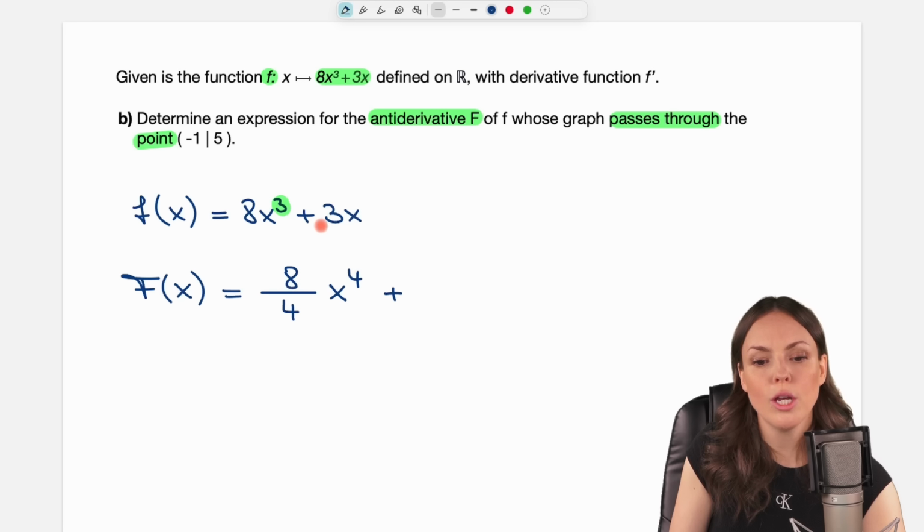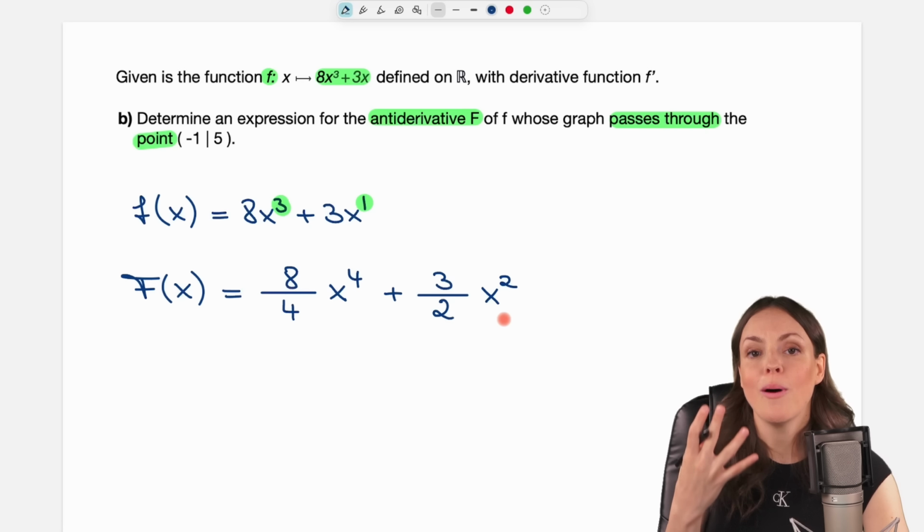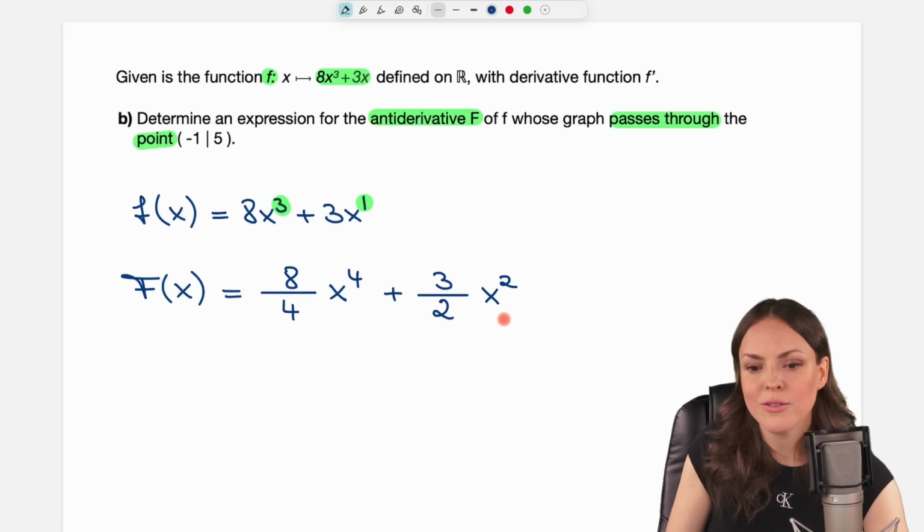Then we have the plus, and the same rule here. We have x to the power of 1, so we increase our exponent, so we have x to the power of 2. Then in our fraction, we take the new exponent, the 2, write it down here. And on top, we take the number that was in front before, the 3 goes here. And then to get all possible antiderivatives, we also have to add a constant c.